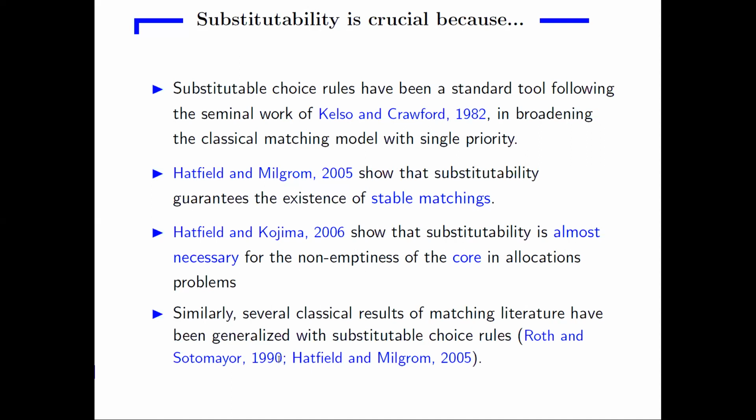So in a sense, what we will show is to what extent it is possible to do affirmative action while being constrained by substitutability. Okay, that is definitely right. But again, we have some good reasons to impose substitutability here.